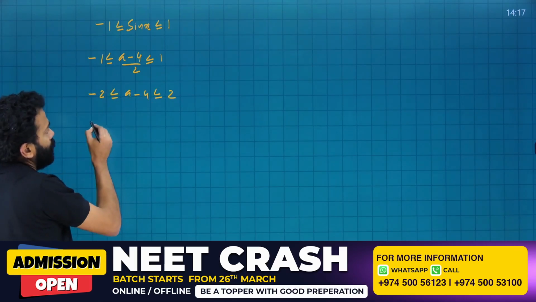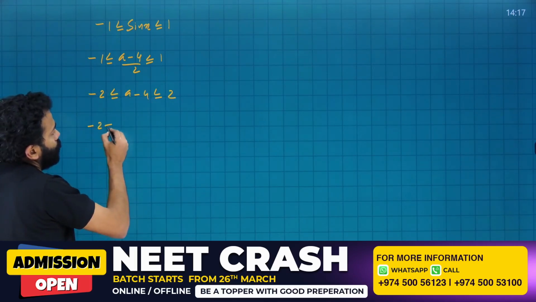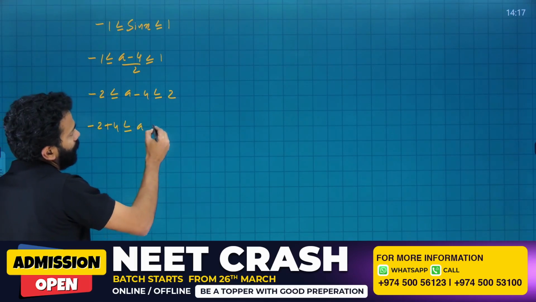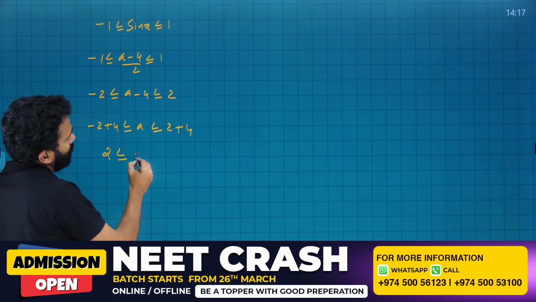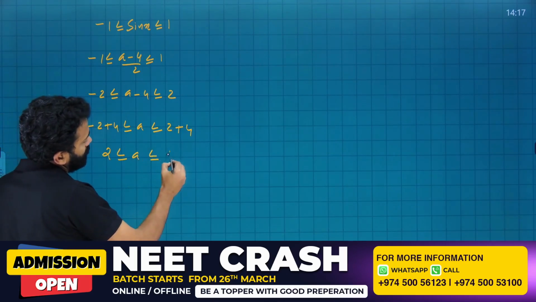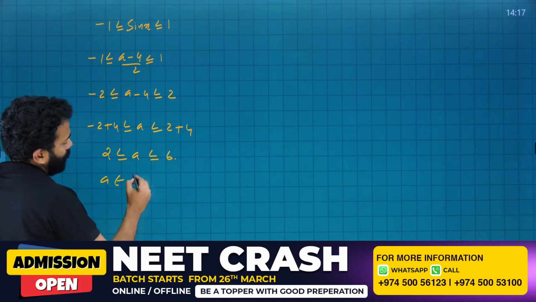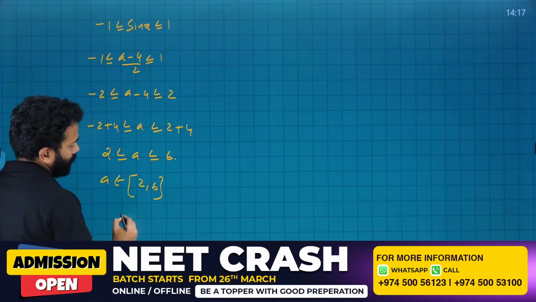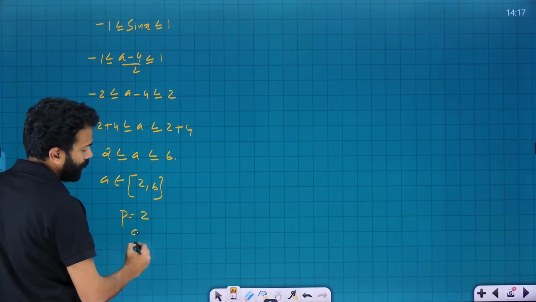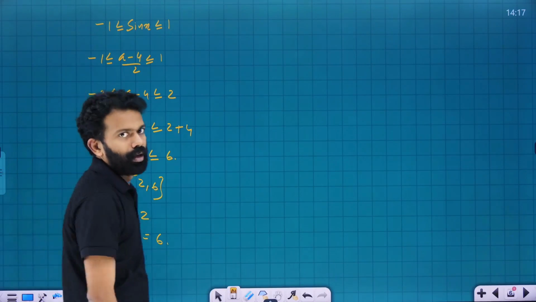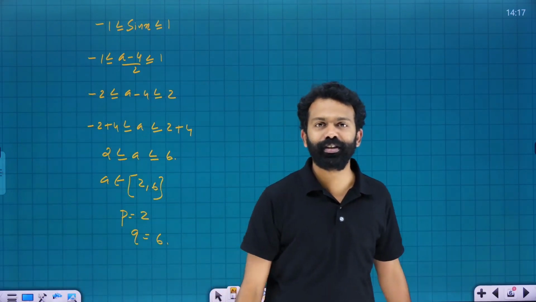Then if you add 4, it will be minus 2 plus 4 less than or equal to a less than or equal to 2 plus 4. And this becomes 2 less than or equal to a less than or equal to 6. So a is an element of the closed interval 2 to 6. Therefore, comparing it to the given closed interval, we get P is equal to 2 and Q is equal to 6. The first part of the question is done.